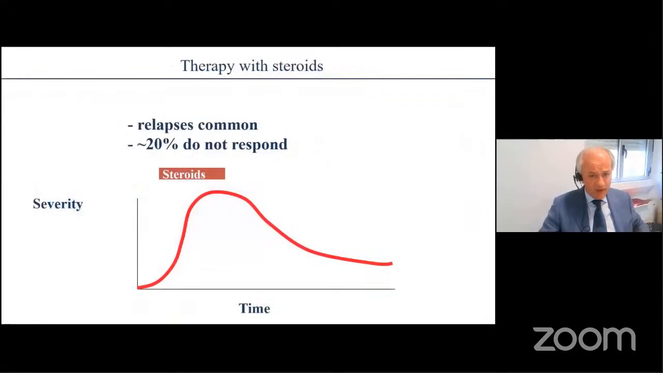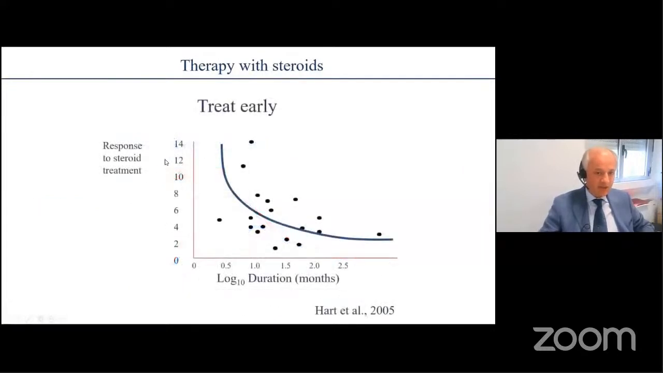A problem with steroids that we know, and this is the typical biphasic curve of the course of the disease, the Rundle curve, the active phase, the stable phase, and this is the curve of severity. And then we apply steroids. Maybe we may have a response, but often the disease may relapse or may not respond at all. And this occurs in about 24% of patients.